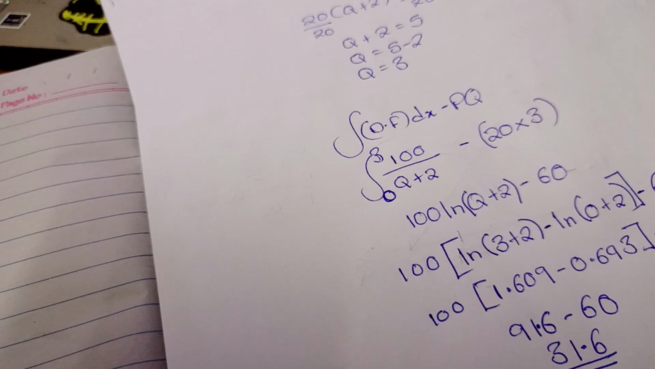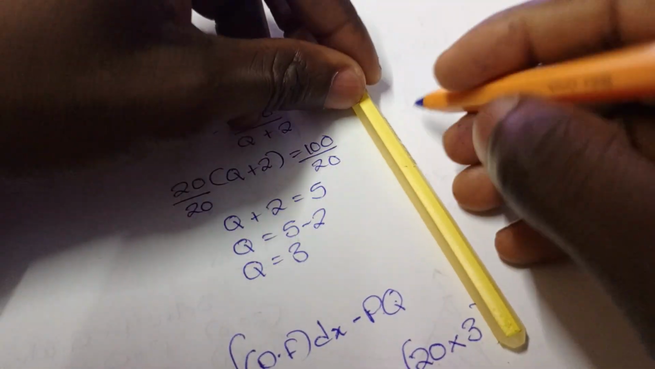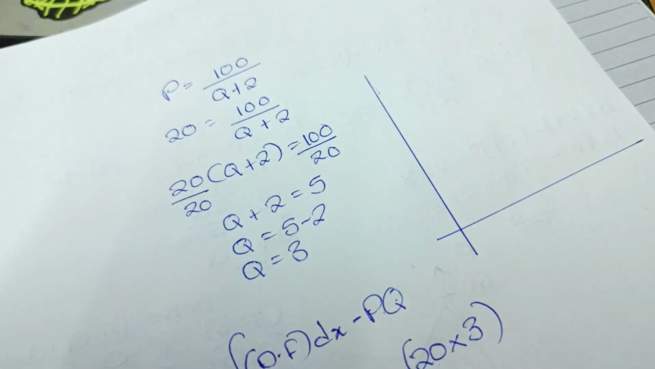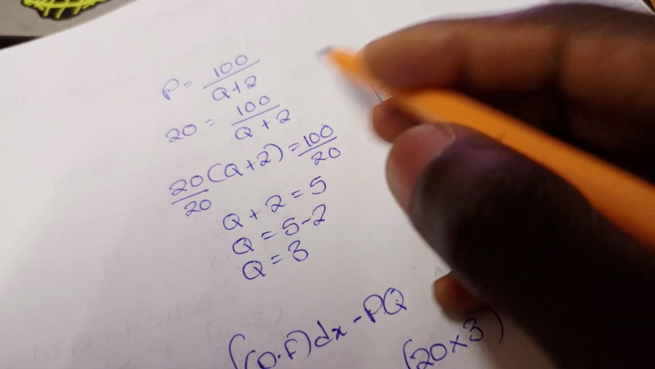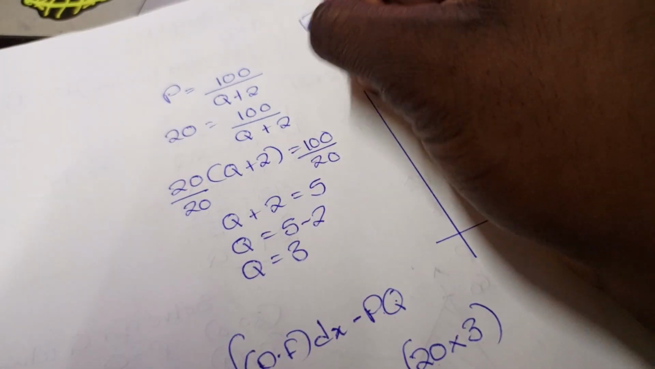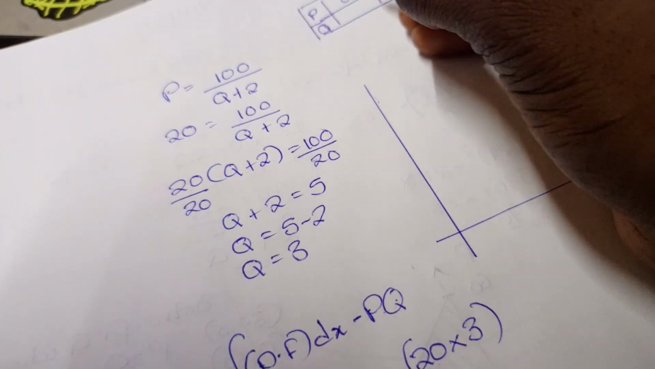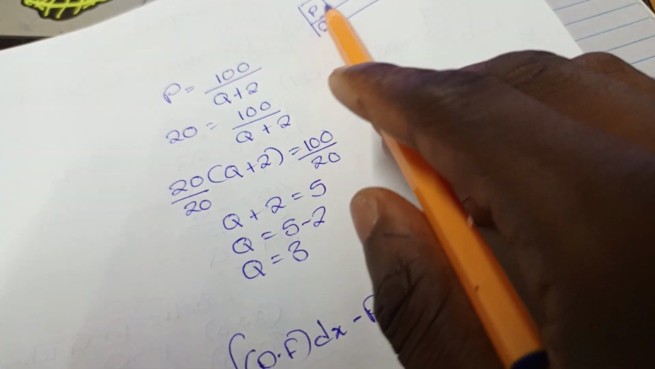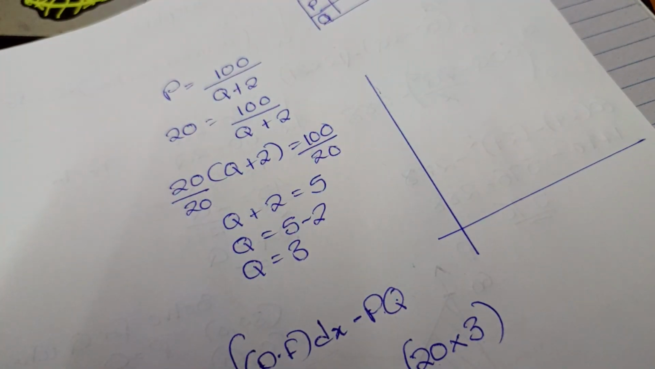Then how do you graph this one? The way you graph this one is just the same as we were doing with the other function. You will draw your axis. Having drawn our axis there, we know the demand function we were given is this. So we will solve for the points of intersection where we have our P and our Q here. You will find the value of Q when P is 0.